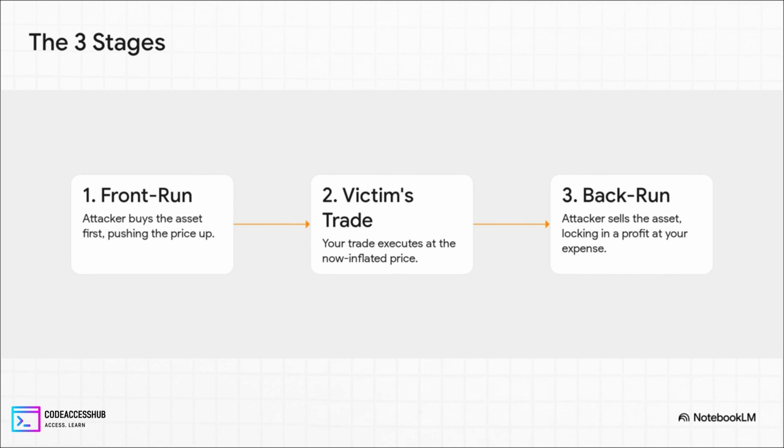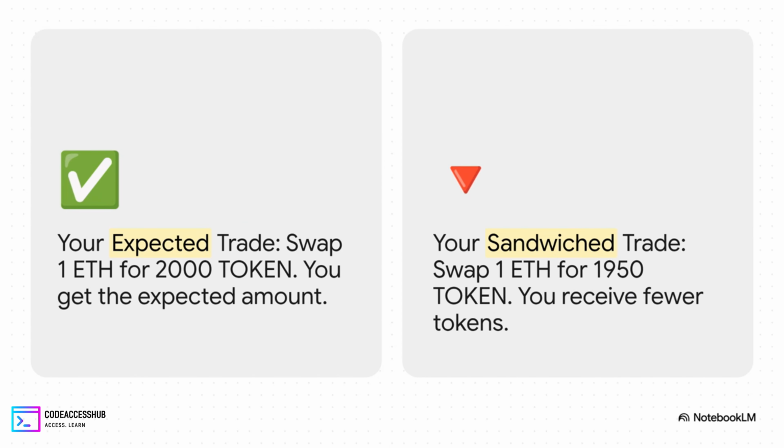Step 2. Your trade finally executes, but now you're paying that higher inflated price, which means you get less of the token you wanted. And then comes step 3, the back run. The attacker's bot immediately sells the asset it just bought, locking in a profit from that price difference they manufactured, all at your expense.